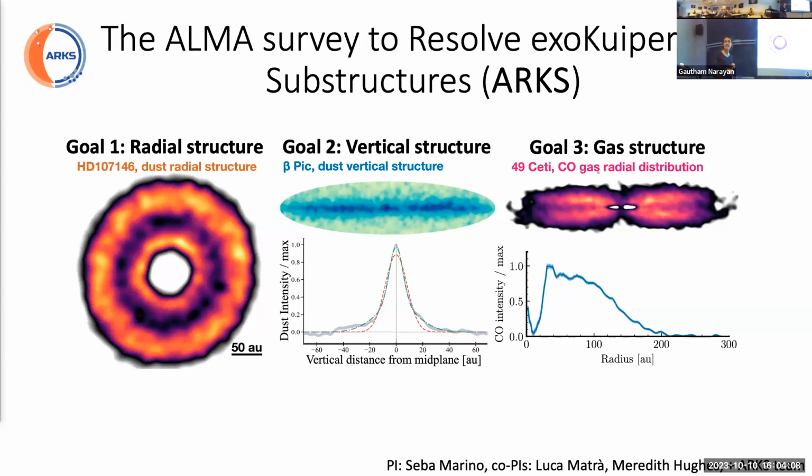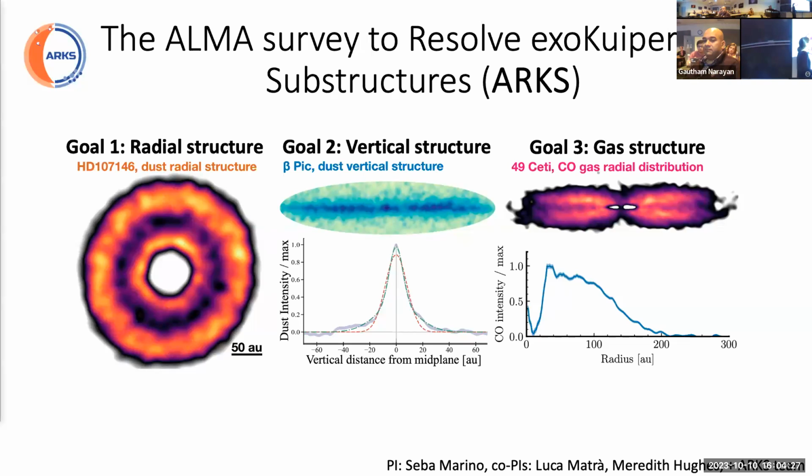We're looking at 18 different debris disks at high angular resolution. We're going to resolve radial structures. This is one of the disks that has already been done at high resolution with ALMA, one of the small handful of disks, HD 107146. So this is showing that there's a gap in this debris disk.